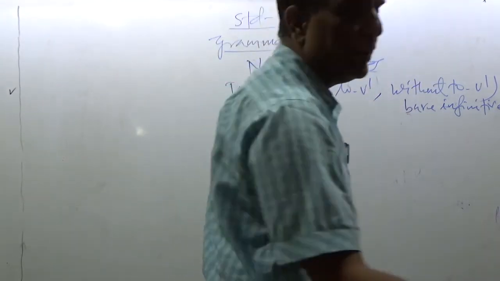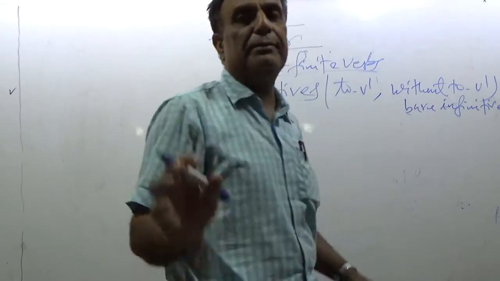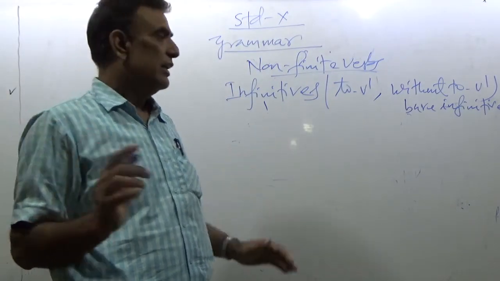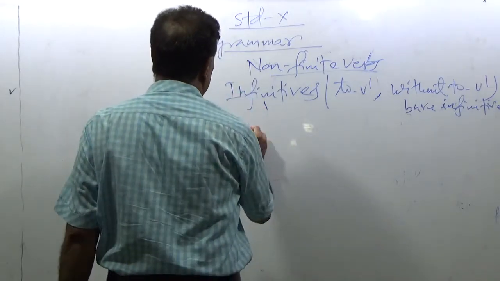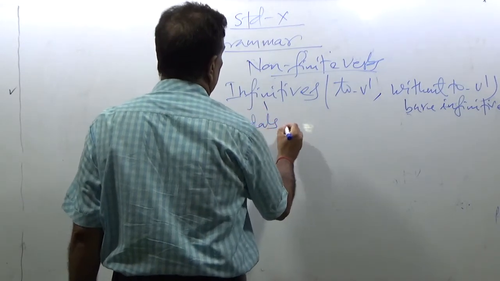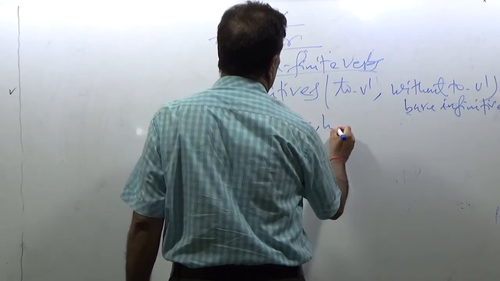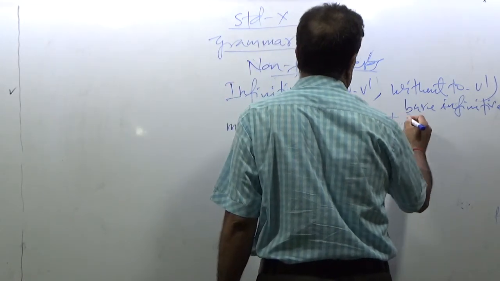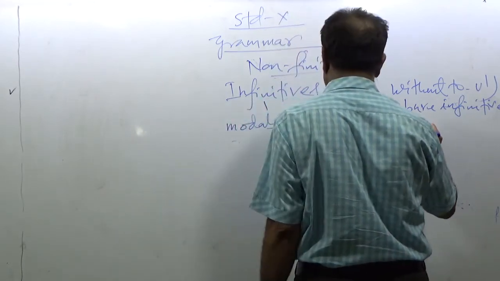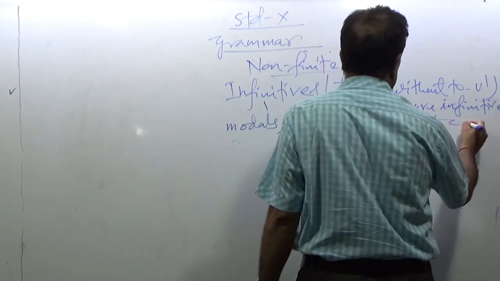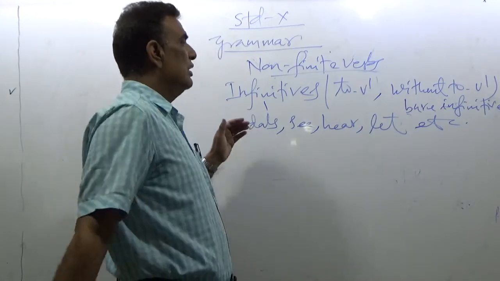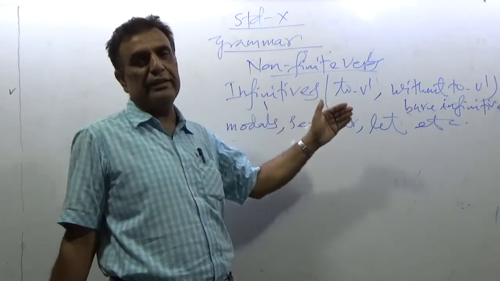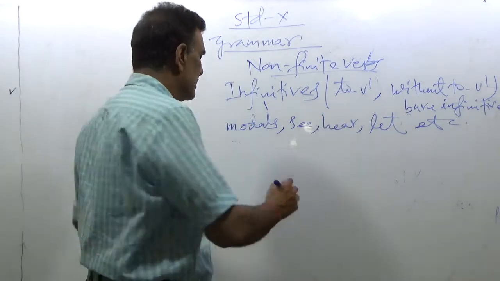There are certain verbs after which only the bare infinitive is used, meaning the infinitive without to is used. Like modals. See, here, let. These are the verbs after which only the bare infinitive is used. You can see.